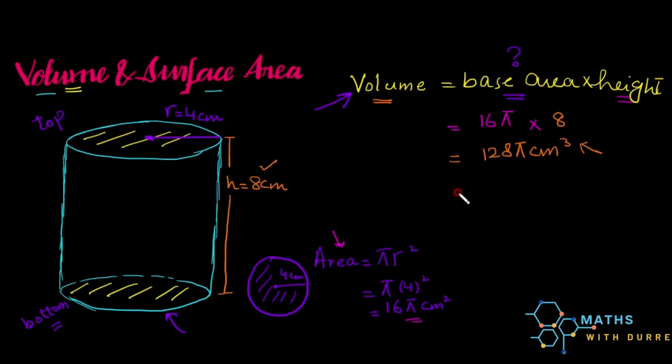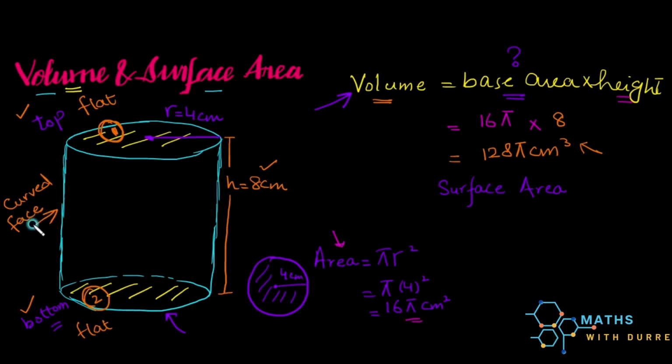So what if we calculate the surface area? What is meant by surface area? Before calculating the surface area, we need to know the faces of this shape. Just observe. This is the first shape, that is the top, and the bottom is the second shape, and top and bottom both are flat shapes. But what about this third shape? That is a curved face.